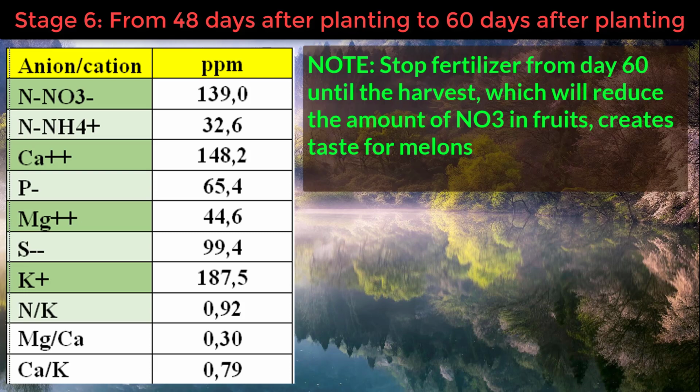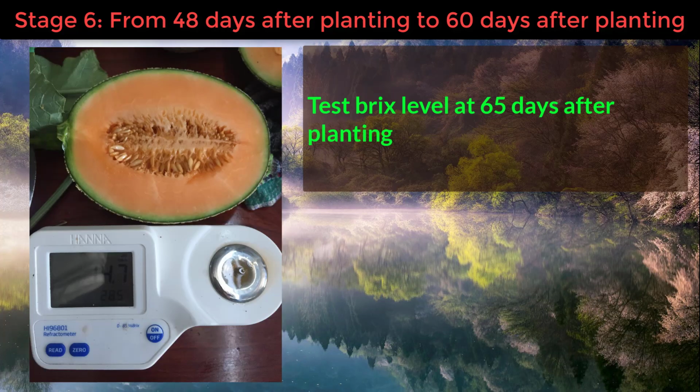Note: stop fertilizer from day 60 until the harvest, which will reduce the amount of nitrate in fruits and create the right stage for melons. Test brix level at 65 days after planting.